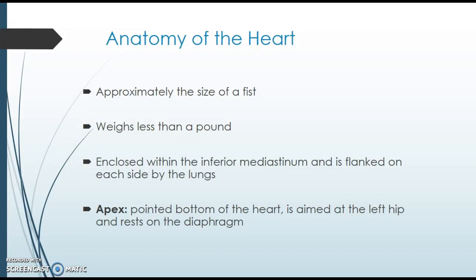So your heart is approximately the size of your fist. It's a very light organ because without blood in it, it's a very hollow organ. It's enclosed by what we call the mediastinum and is basically flanked on each side by your lungs. It's really in the center of your chest, and I think that's a big misconception because when we're doing the national anthem, we're placing our hand more on the right side of the chest, but the heart is really in the middle of the chest. And then the apex is going to be the pointed bottom of the heart, and it's going to be pointed towards the left hip, and it rests on that diaphragm muscle.